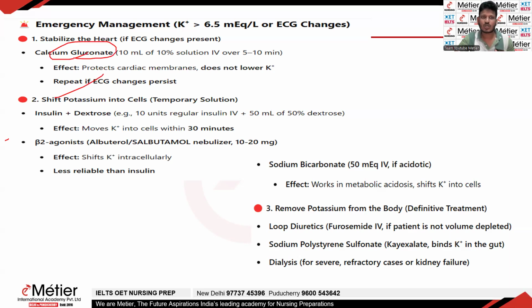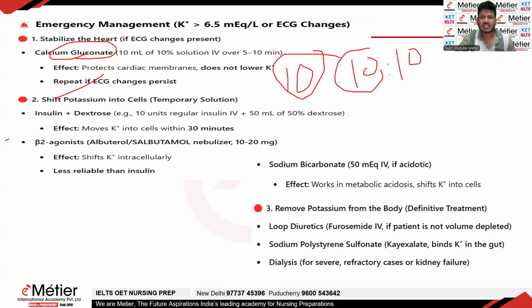Calcium gluconate, in the ratio of 10:10:10. Calcium gluconate is available as 10 ml of 10% solution. When administering, always dilute it and give it slowly over 10 minutes, with the patient connected to a cardiac monitor. So 10:10:10: 10 ml, 10%, and at least 10 minutes duration. Why are we administering calcium gluconate? To protect the heart, because the heart can go into cardiac arrhythmias because of hyperkalemia. Okay, first point is over.